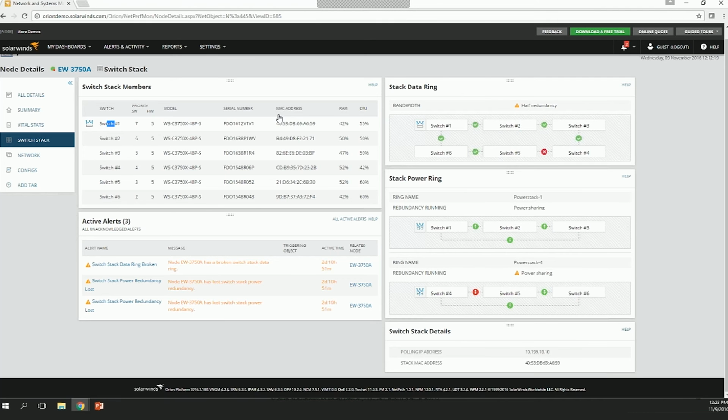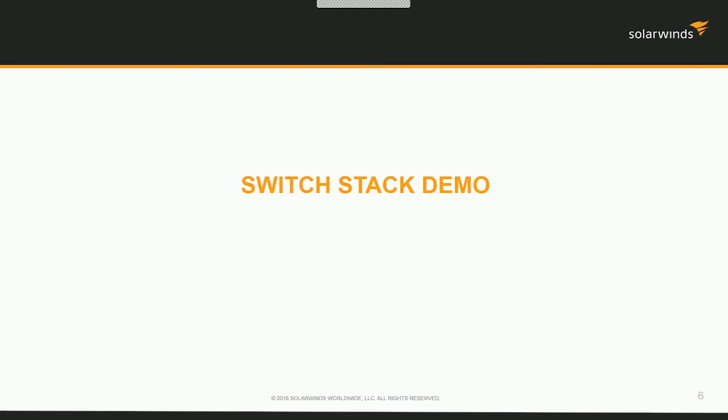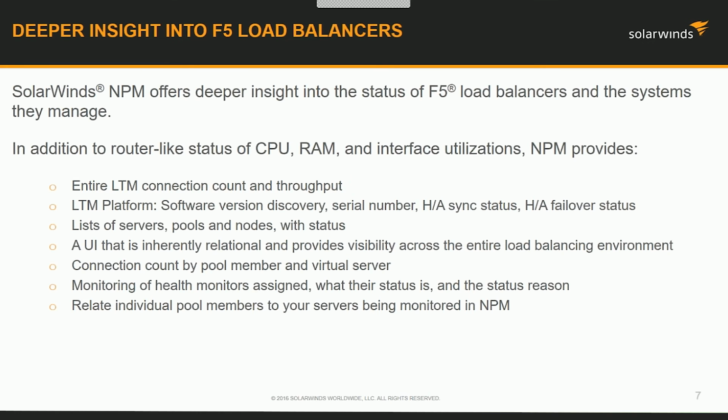Okay, without further ado, we'll jump over to our next topic here. So we did our switch stack demo. The next thing I'd like to talk about is deeper insight into F5 load balancers. It's a really interesting thing in networks today: as of 10 years ago, networks had routers, switches, and to a lesser extent, wireless access points. And if, as a network engineer, you had all of that stuff running well, you were doing your job, right? Your network was running well.